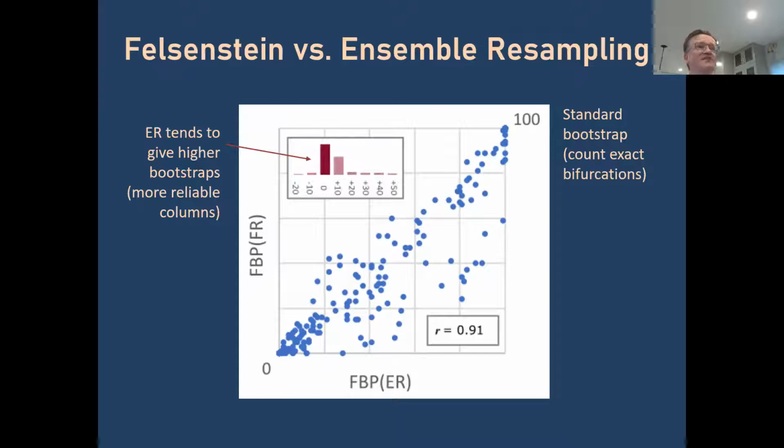And you'll see from the little inset histogram that the dots tend to be in the bottom right corner. And that means that the ensemble bootstrap tends to give somewhat higher values. If you remember, that's the effect we expect if the errors are random. If the errors in the alignments are random, then doing the ensemble bootstrap is going to increase the confidence value in correct edges, because now we have more reliable columns. So that's how I would like to interpret that result.